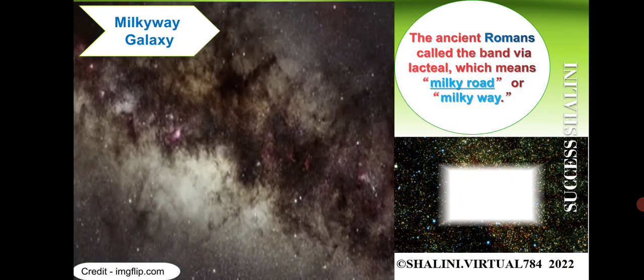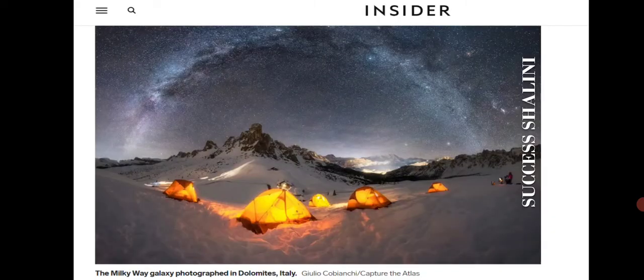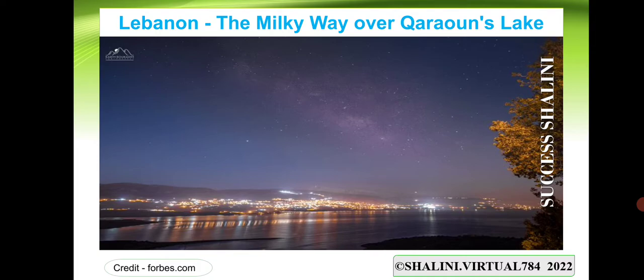Now moving ahead, let's see. This picture has been taken by a photographer from Italy, from the Italian Dolomites. Again, we can see how beautiful the view of the Milky Way galaxy, or maybe some other neighboring galaxy, has been caught in the camera. Here is another very good view of the Milky Way from Lebanon. This has been taken from Forbes.com. Such beautiful pictures of the Milky Way. If the pollution is less, we are able to see our night sky in a more beautiful look.